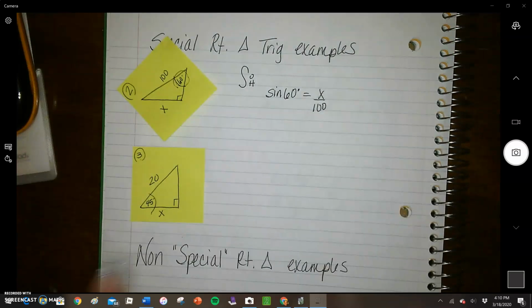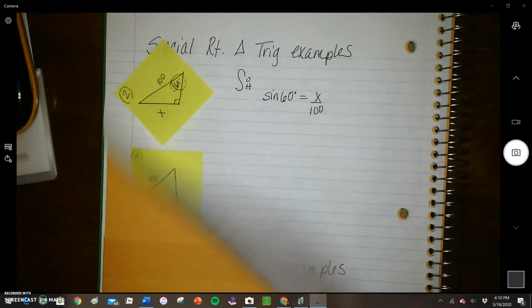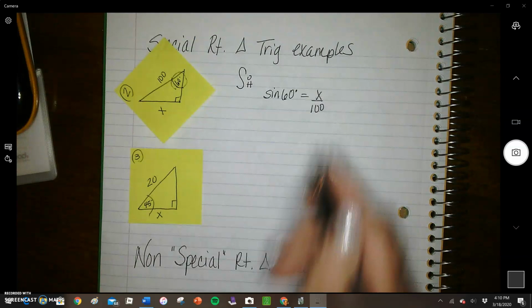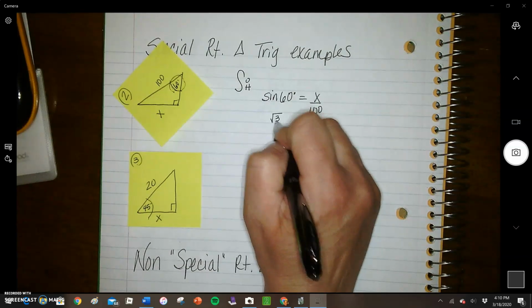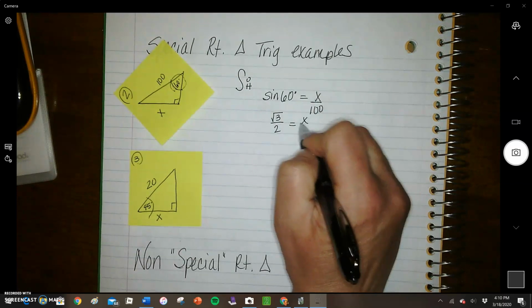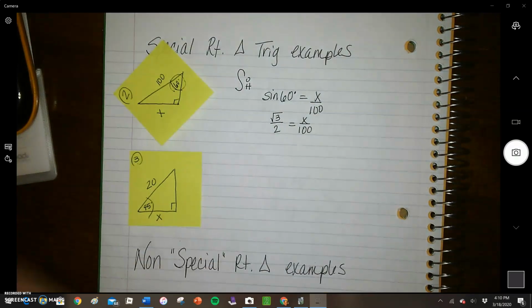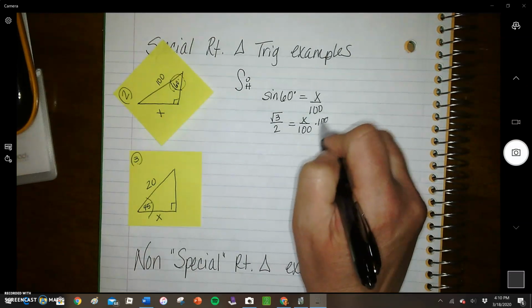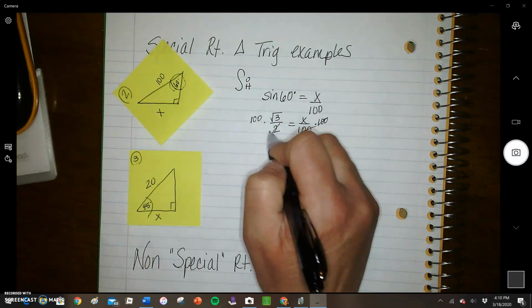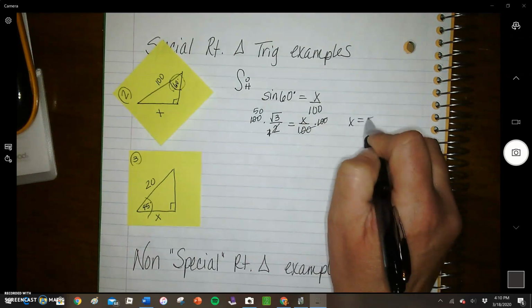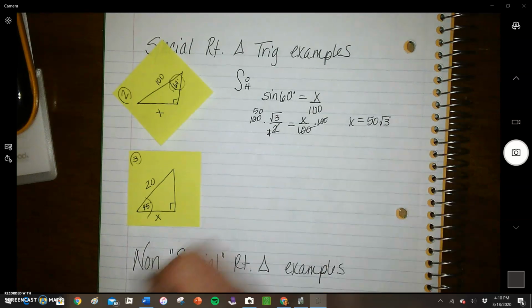Okay. Using the information from the chart on the previous page, the sine of 60 degrees is root 3 over 2, and so I'm just going to substitute that in for the sine of 60 degrees, and that's going to equal x over 100. Just do a little bit of algebra, go get x by itself, right? You can divide by 2, and so I get that x is equal to 50 root 3, okay?